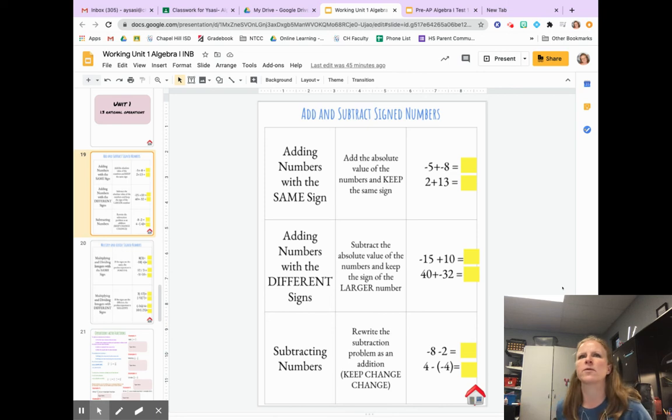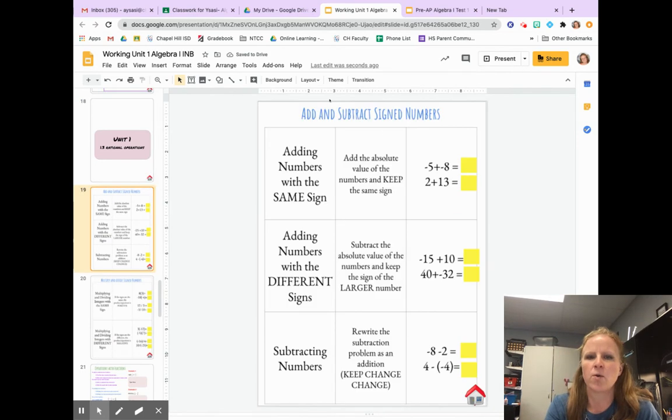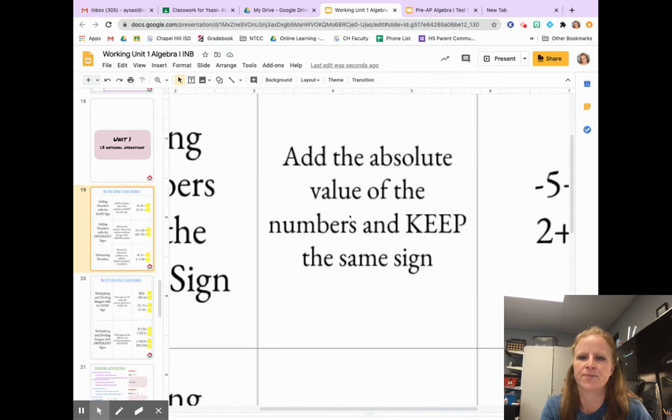Okay, so we are reviewing rational operations. We are going to start with integers, so add and subtract signed numbers. When we're adding numbers with the same sign, we're going to add the absolute value of the numbers and keep the same sign. So on this first one, let me zoom to 200.